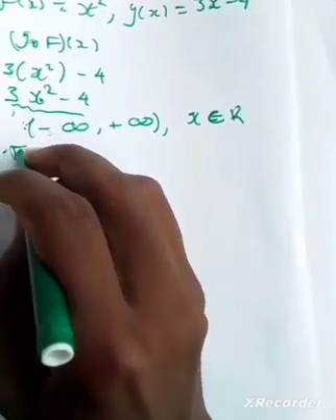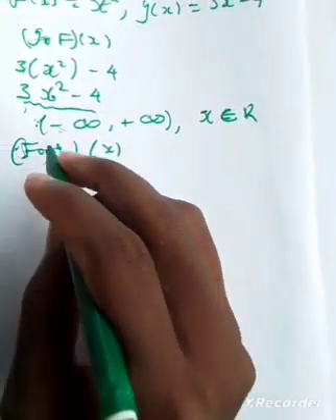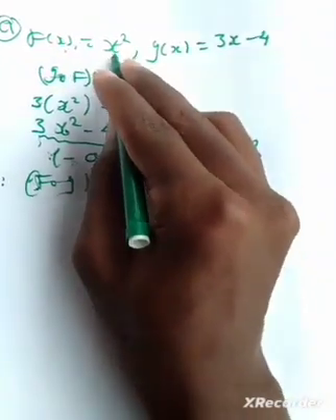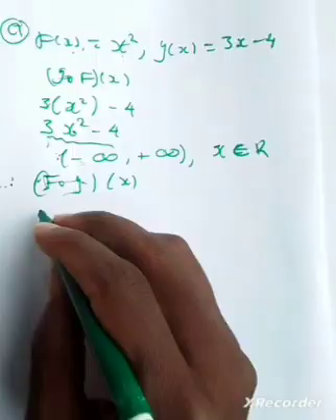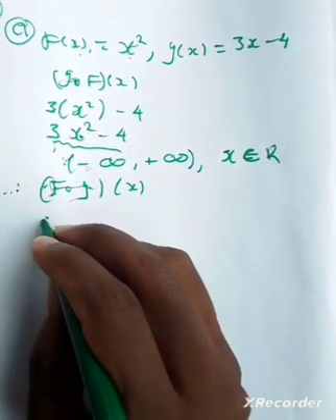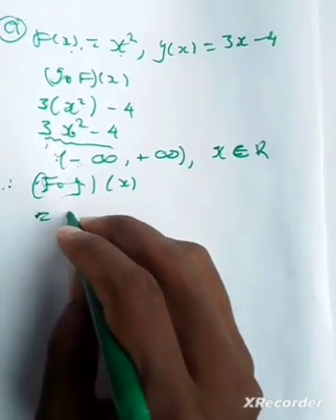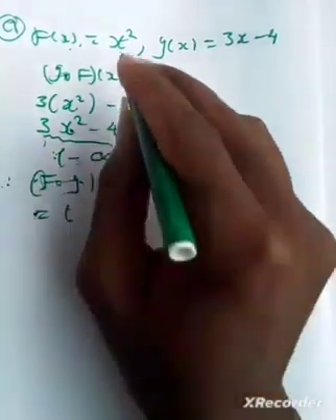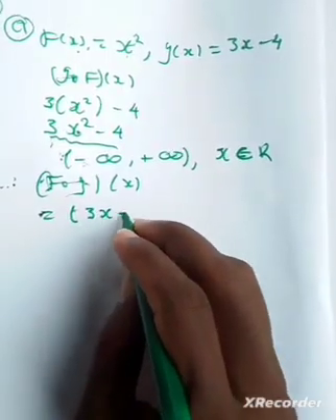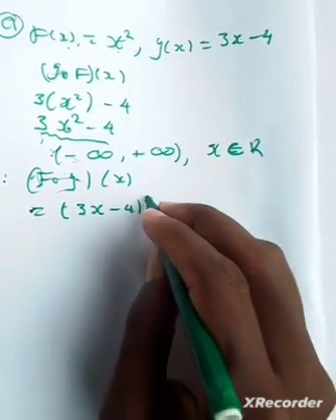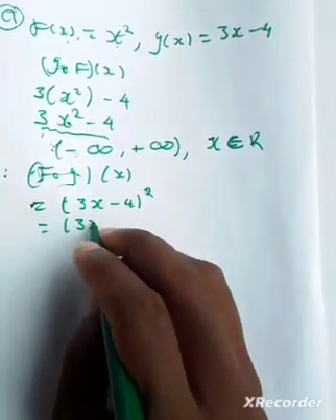So let's go to f of g of x. Meaning that in the function f, where there is x, put the whole function g, which is 3x minus 4. So where there is x here, I'm putting this whole function, which is (3x minus 4) power 2, right? So maybe to just show some effort, try to expand it.